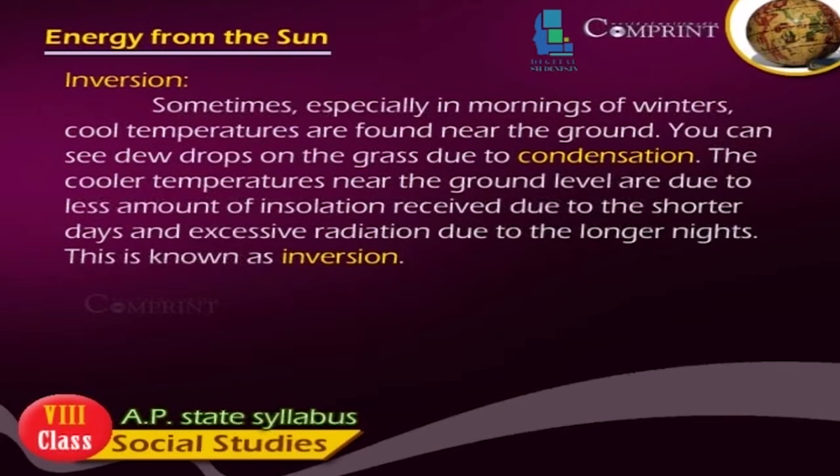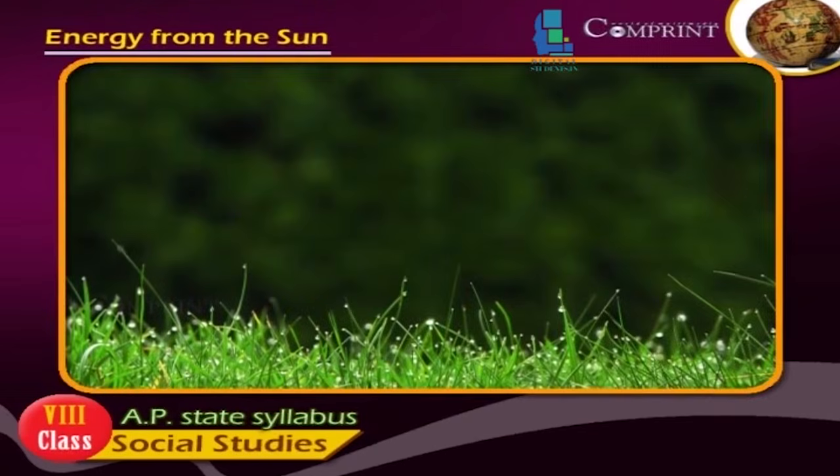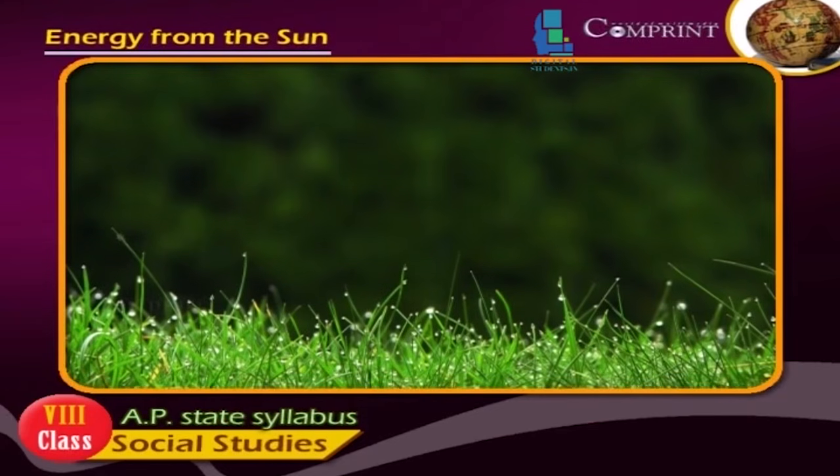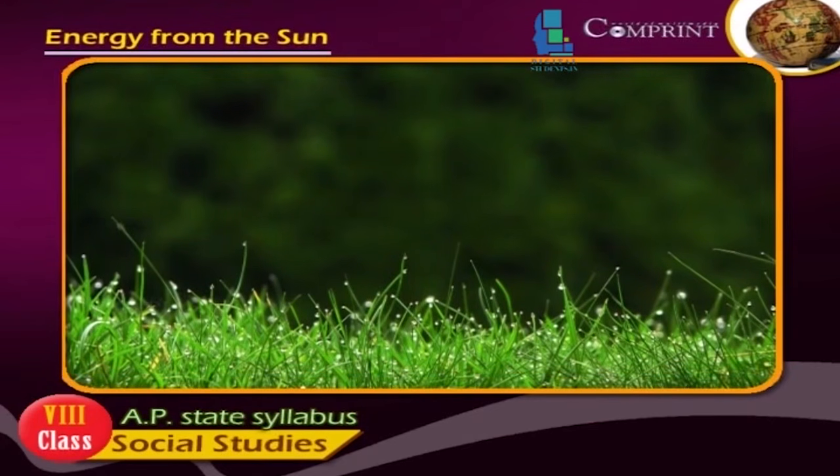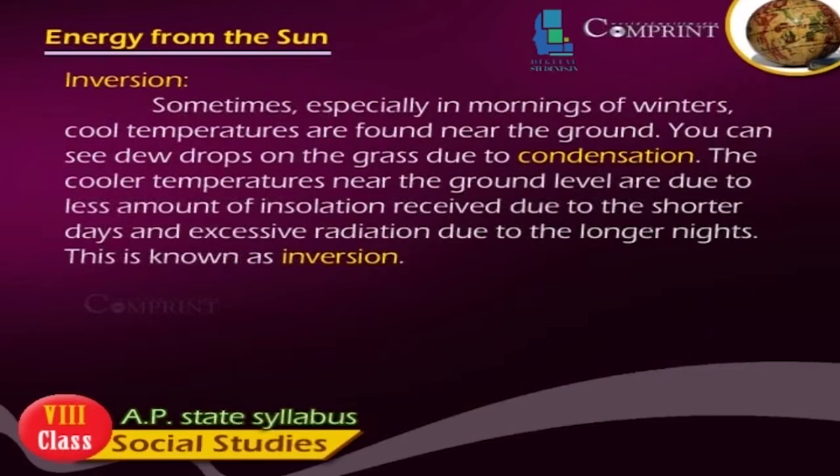Inversion. Sometimes, especially in the mornings of winters, cool temperatures are found near the ground. You can see dewdrops on the grass due to condensation. The cooler temperatures near the ground level are due to less insolation received due to the shorter day and excessive radiation due to the longer nights. This is known as inversion.